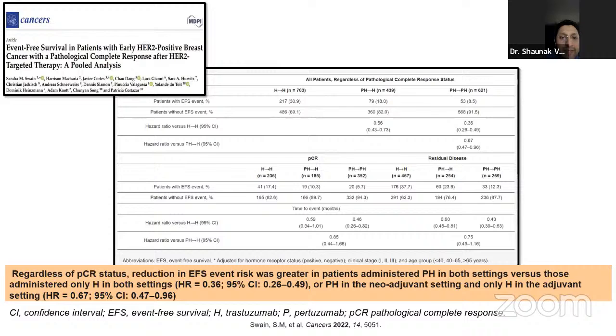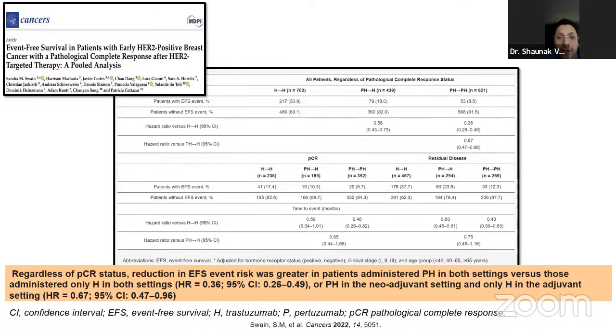So regardless of pCR, the reduction in EFS benefit was greater in patients that had been administered dual HER2 therapy in neoadjuvant plus adjuvant versus those that had been administered only trastuzumab in both settings, and the hazard ratio for the difference was 0.36.